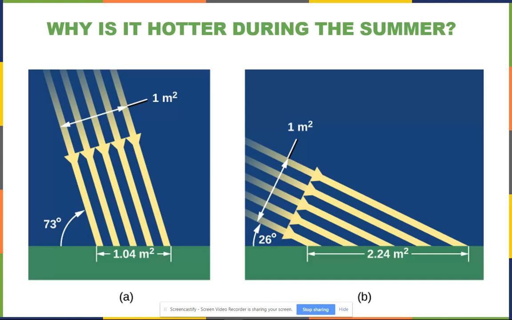During the summertime, the sun is higher in the sky, which means that you're getting more direct sunlight instead of the sunlight coming at a glancing angle. Now, we don't think about this much, but remember, we are at a latitude of 40 degrees.